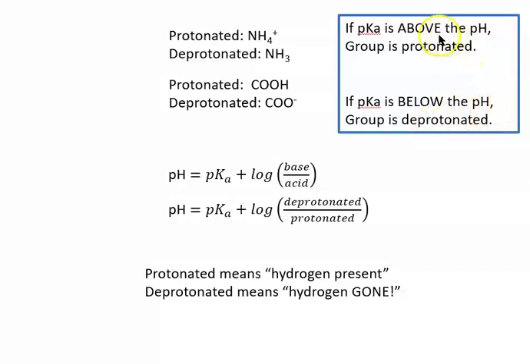In some cases, when the group is protonated, it may have a positive charge, like this amino group here. If the pKa is below the pH and the group is deprotonated, it may have a negative charge, like this carboxylic acid group here, which we refer to as a carboxylate because it's deprotonated.